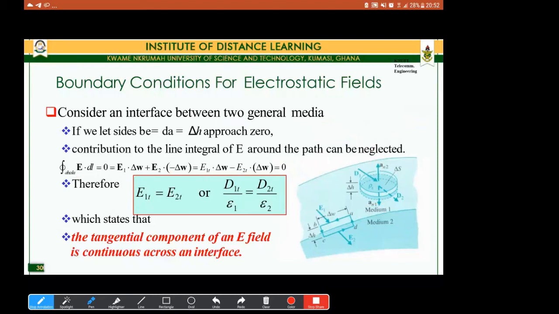So if E1 tangential equals E2 tangential, remember, D equals what? Epsilon E. Therefore, E must be equal to what? D divided by what? Epsilon. So E1 tangential will be D1 tangential divided by epsilon 1, and E2 tangential will be D2 tangential divided by epsilon 2.